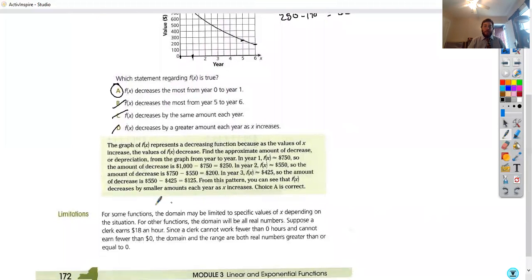So limitations. For some functions, the domain may be limited by specific values of x depending on the situation. For other functions, the domain will be all real numbers. Suppose a clerk earns $18 an hour. Since a clerk cannot work fewer than 0 hours and cannot earn fewer than $0, the domain and range are both real numbers greater than or equal to 0. Right? So a clerk can't work negative hours and can't earn negative dollars. So we make sure that domain and range are greater than or equal to 0.